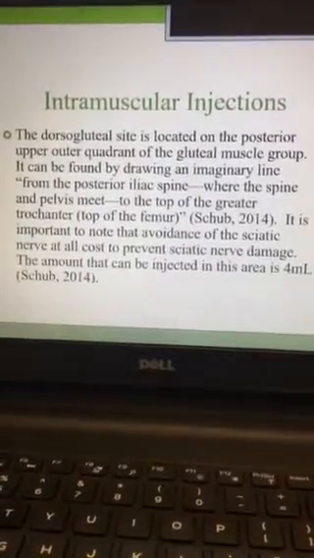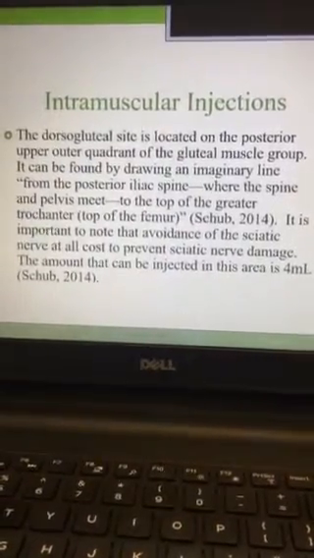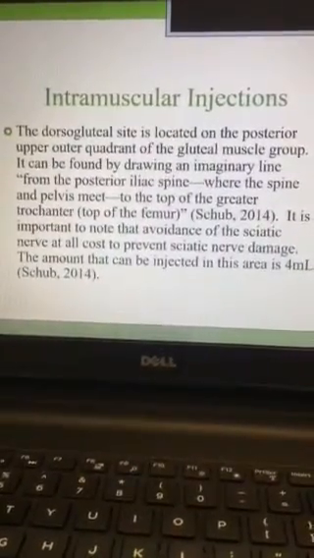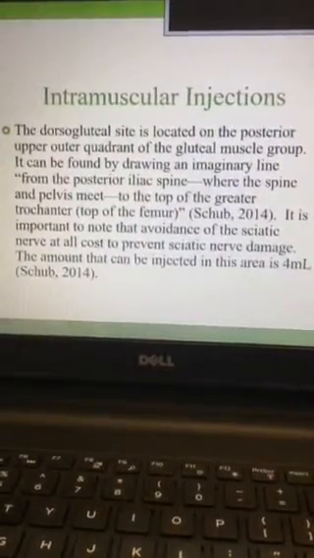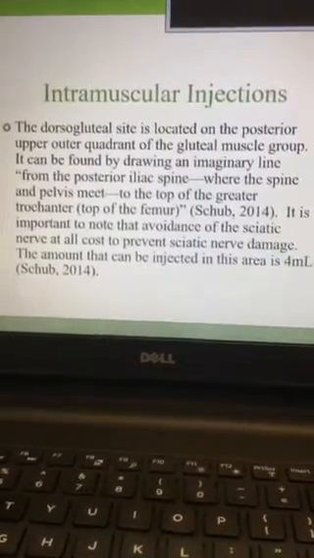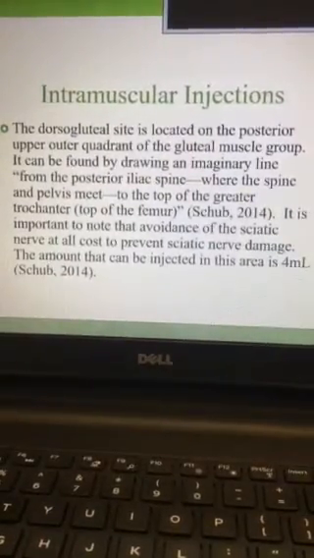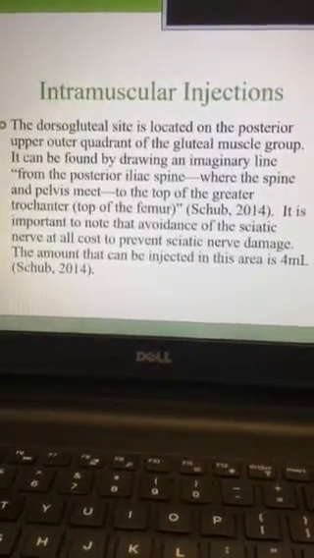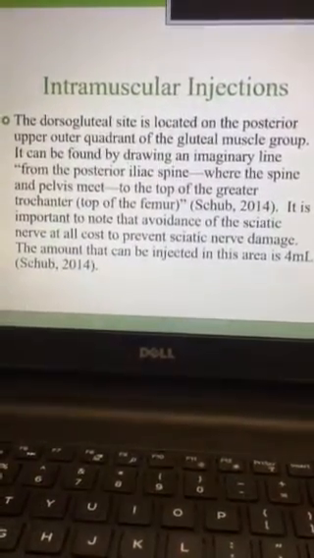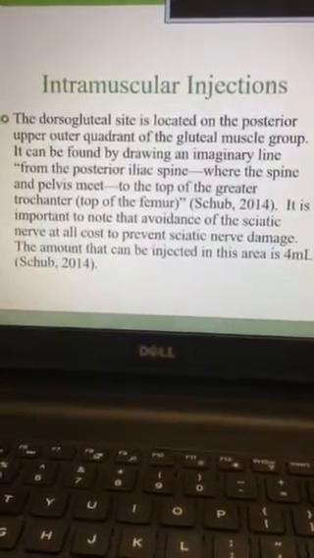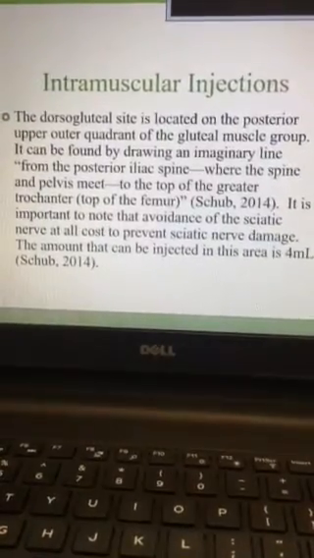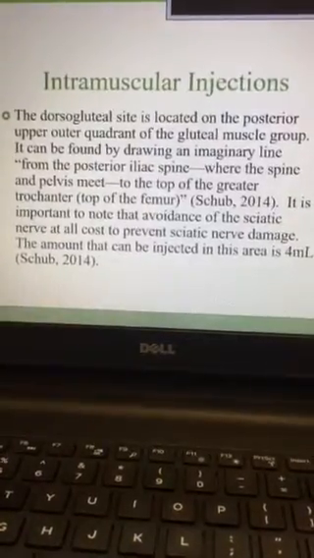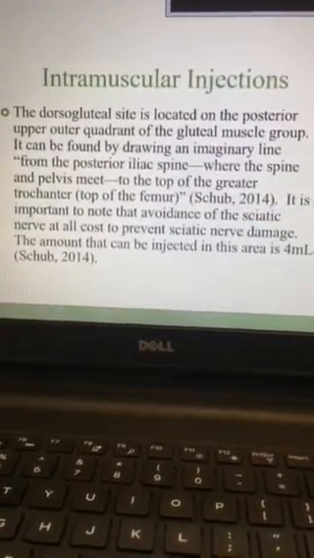The dorsogluteal site is located on the posterior upper outer quadrant of the gluteal muscle. It can be found by drawing an imaginary line from the posterior iliac spine, where the spine and pelvis meet, to the top of the greater trochanter, top of the femur. It is important to avoid the sciatic nerve to prevent sciatic nerve damage. The amount that can be injected into this area is 4 milliliters.